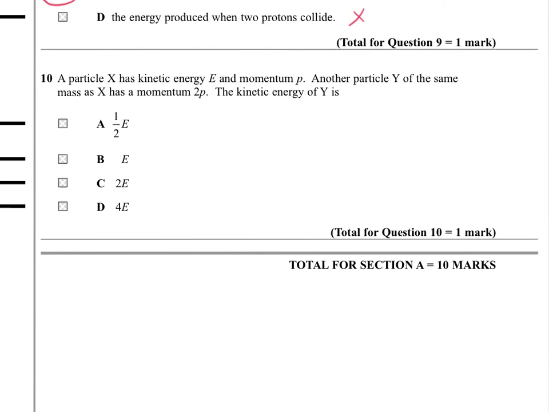A particle X has kinetic energy E and momentum P. Another particle Y of the same mass as X has momentum 2P. The kinetic energy of Y is what? Well, if X and Y have the same mass, but Y has twice the momentum, then Y must have twice the velocity of X. And if kinetic energy is a half mv squared, kinetic energy is proportional to velocity squared. Now, if Y has twice the velocity, then v squared will have gone up by a factor of 2 squared. So 2 squared is 4. So we're looking at answer D.